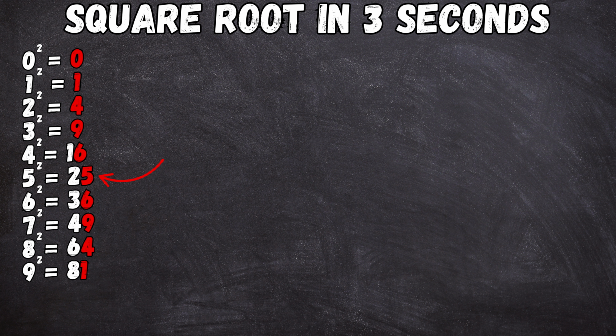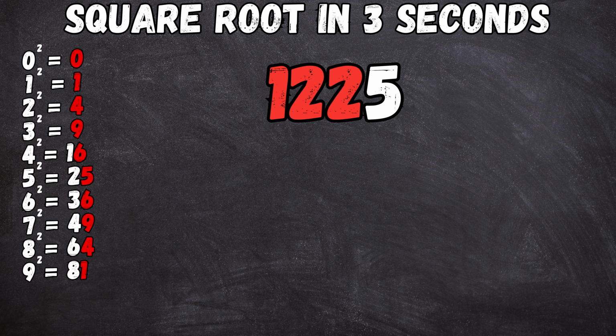Let's try this trick with a real example. Square root of 1,225. Step 1. Look at the last digit of the number, and it's 5. Now ask yourself, which number when squared ends in 5? Only 5, right? So the last digit of the square root must be 5.